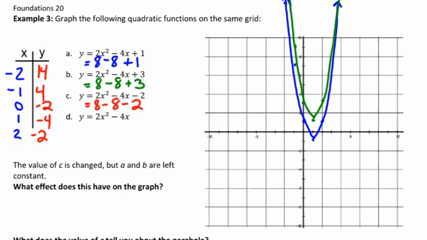So negative 2 and 14. Negative 1 and 4. 0 and negative 2. 1 and negative 4. And 2 and negative 2. So again, same width and everything, we've just moved it down 2.